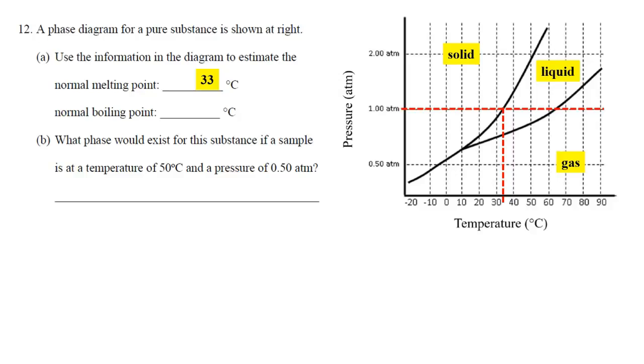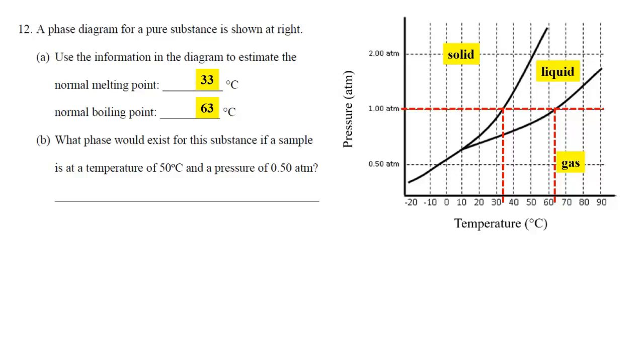Now the next transition would be from a liquid to a gas, and that would be at a pressure of 1 atmosphere, the normal boiling point. So I'm going to drop another line where it looks like it intersects that curve. So from a liquid to a gas, somewhere between 60 and 70. Again, I'm going to estimate approximately 63 degrees Celsius. You might say 62 or 64. All right, well, that is the answer to part A. Normal melting point, 33 degrees Celsius. Normal boiling point, 63 degrees Celsius.